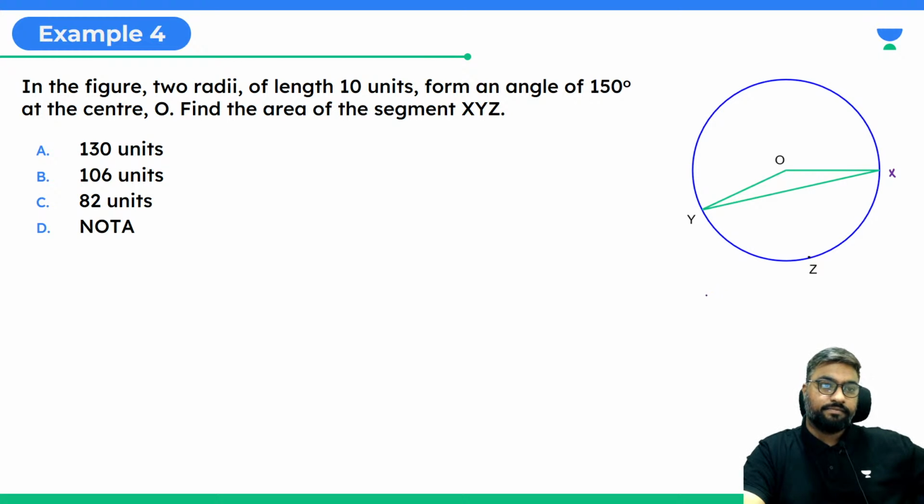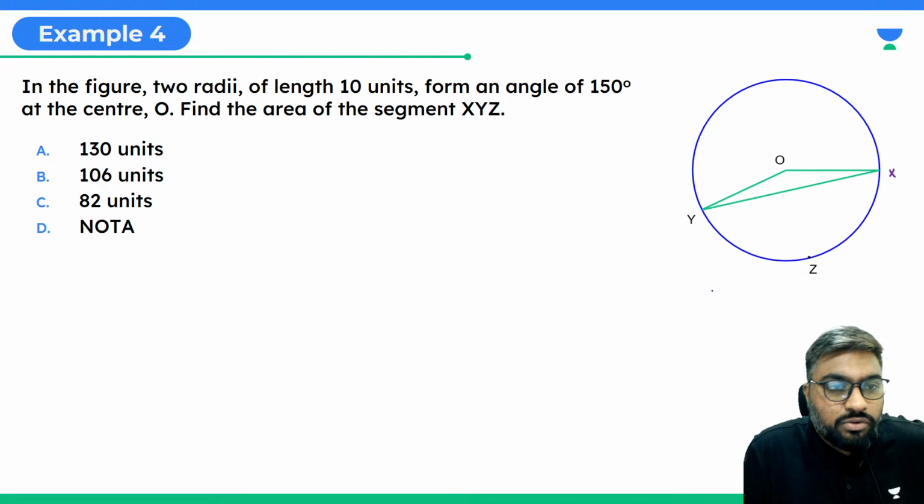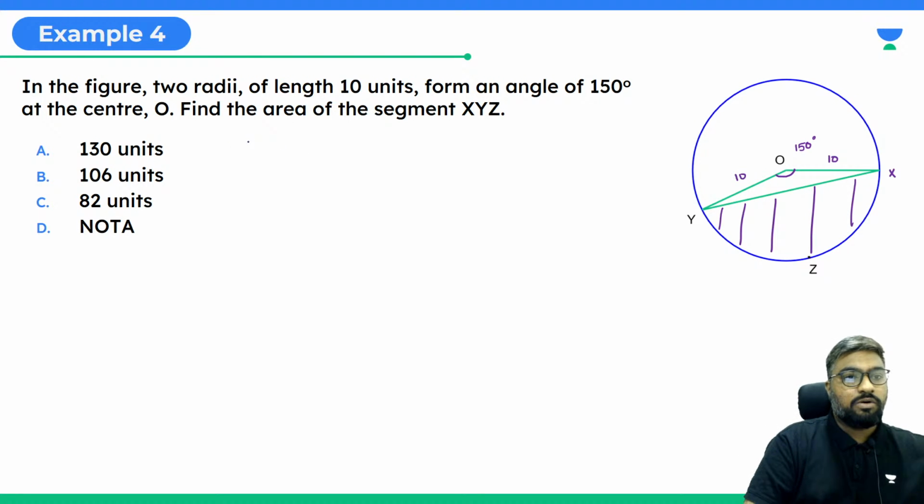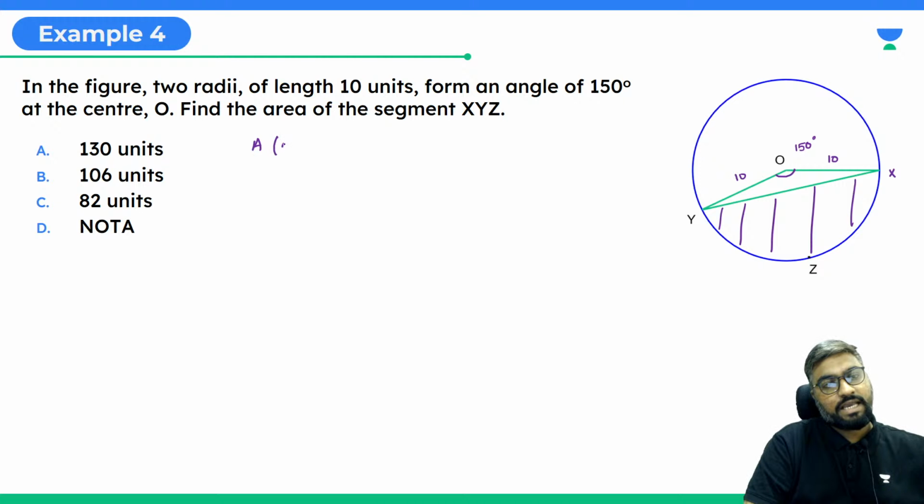All right, Aditya. So in the figure, there are two radii of length 10 units. This is 10. This is 10. They're saying they form an angle of 150 degrees. This angle formed here is 150 degrees. They're saying find the area of the segment. Segment is this part. We need to find out the area of this part. So we know that area of segment XYZ is going to be equal to area of a sector minus area of the triangle.